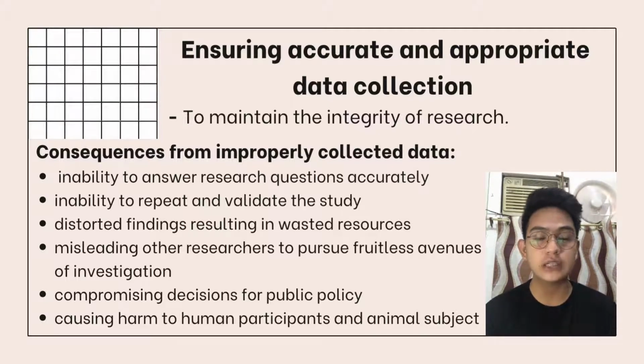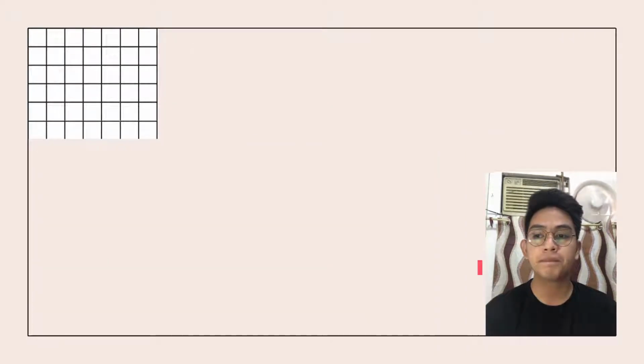Now, a few of these consequences will be the inability to answer research questions accurately. Second would be the inability to repeat and validate the study. Third would be distorted findings resulting in wasted resources. The fourth one would be misleading other researchers to pursue fruitless avenues of investigation. The fifth one would be to compromise decisions for public policy. And last but not the least, you would cause harm to human participants and animal subjects.